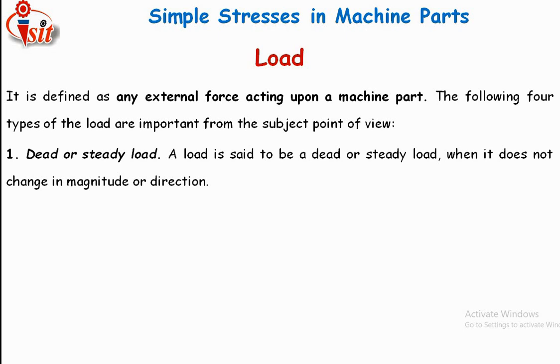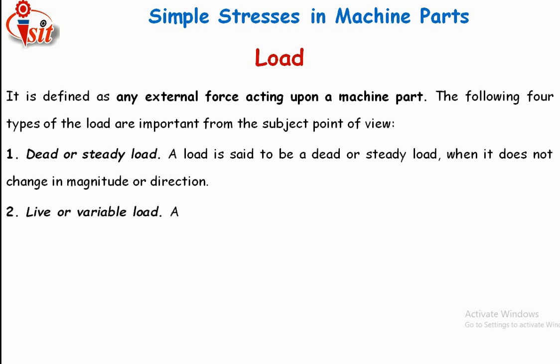Take the simple example of a dead load. If the machine is erected on some platform and if there is no mechanism in the machine, then that kind of load is considered as the dead load. A simple load, if we keep some device on a platform, then the load acting on that platform will be a dead load. That is the steady load, which does not change in magnitude as well as direction.